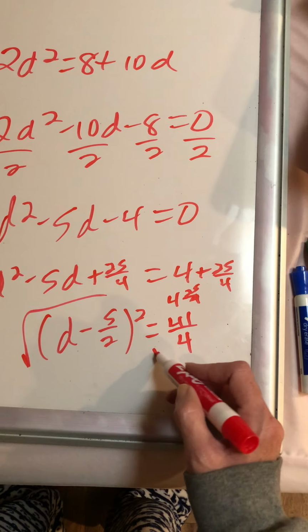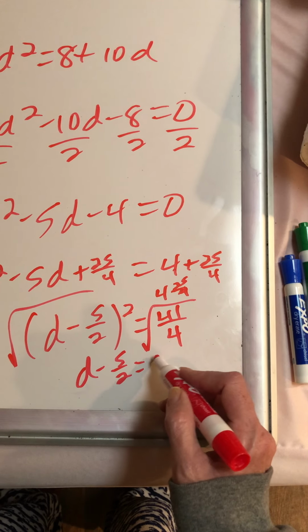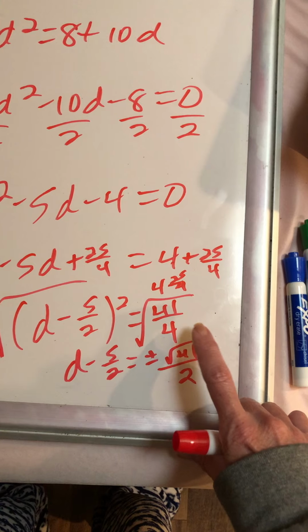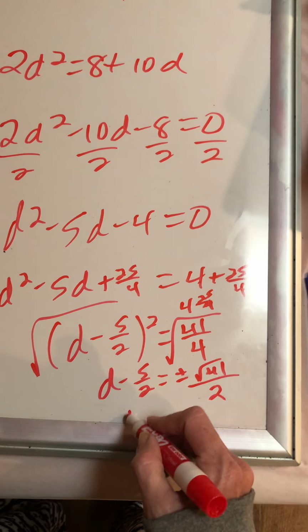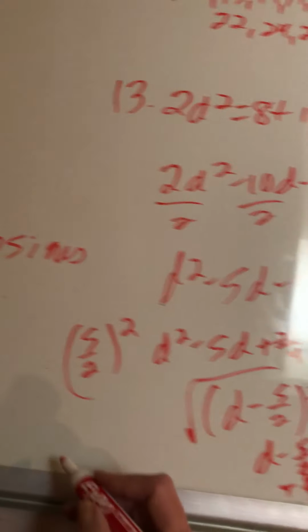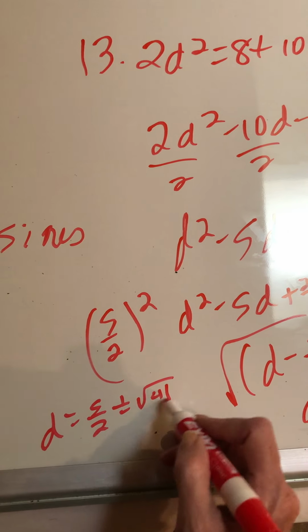Then you take the square root of both sides, which we've talked about before. So d minus 5 over 2 equals plus or minus square root of 41 over 2, because the square root of 4 is 2. So I have to take that square root. Then you're going to add 5 over 2 to both sides. So d equals 5 over 2 plus or minus square root of 41 over 2.